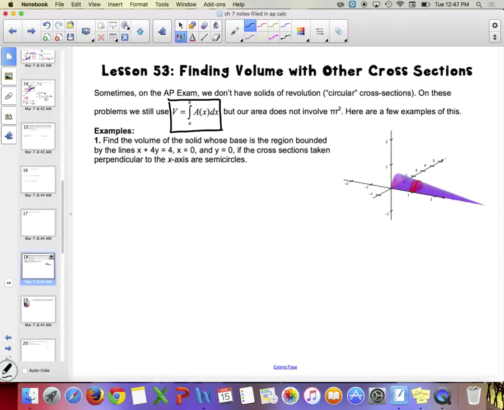So this first one says find the volume of the solid whose base is the region bounded by the line x plus 4y equals 4. So if you solve for y here, you're going to subtract your x over and divide by 4. So you get the line negative 1/4 x plus 4, which we all know how to sketch.